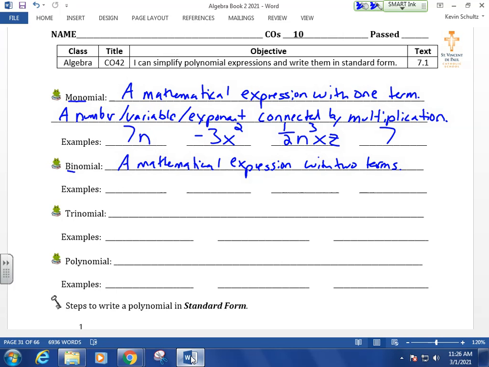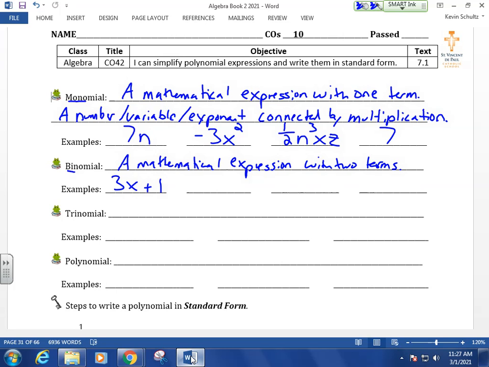Give an example of a binomial, a 2-termed expression. Anyone know what separates terms? Like what separates one term from another? Addition or subtraction. So something like 3x plus 1 would be a 2-termed expression. You have 3x, you've got 1, and they're separated by that addition.